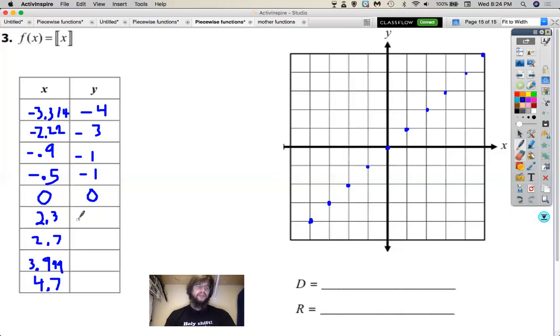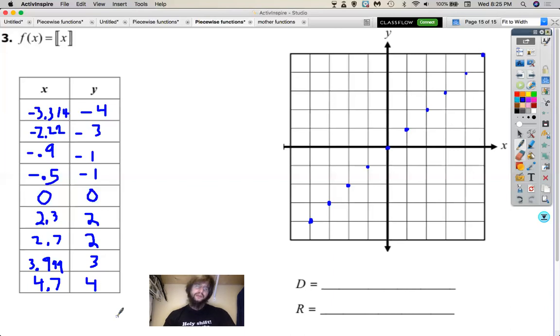So 2.3, but we have to go to the integer to the left. That's 2. Well, I'm saying to the left, I'm talking about on the number line. That's also 2. 3.999999999, that's still going to have to go to 3. Yeah, exactly.